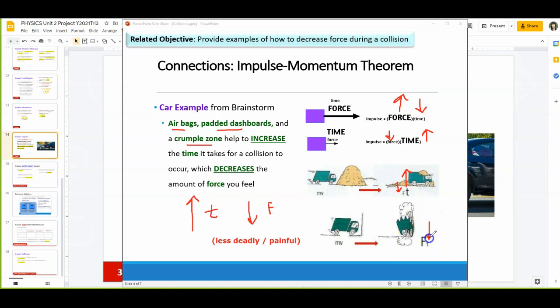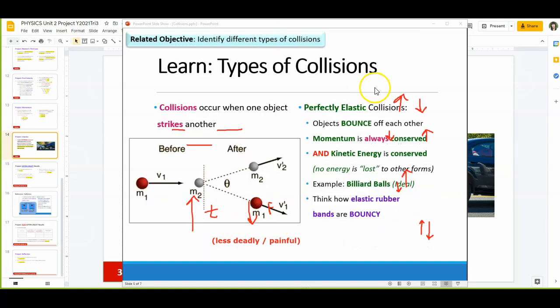And so if you have a short amount of time, then you have a really big force and the truck driver might not survive. So again, this is an opposite relationship. In order to decrease force, we want to increase time. All right, so that should help you right here.